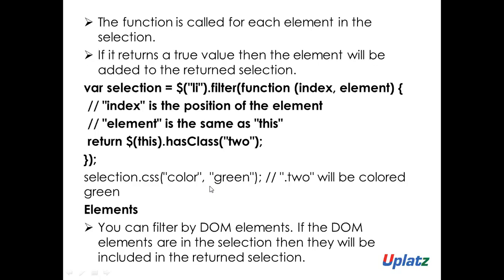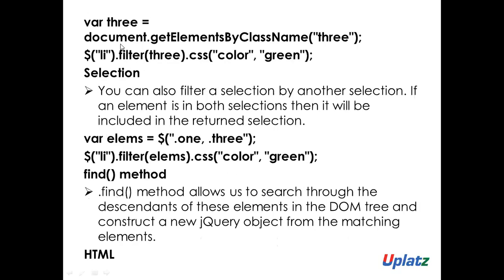Next, you can filter by DOM elements. If DOM elements are in the selection, then they will be included in the returned selection. So var three = document.getElementsByClassName('three'). Then I have li.filter(three).css('color', 'green'). So I have passed the element inside it.